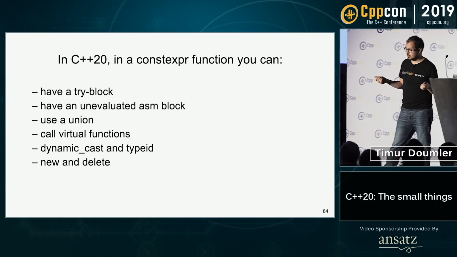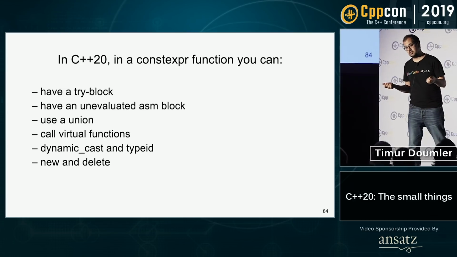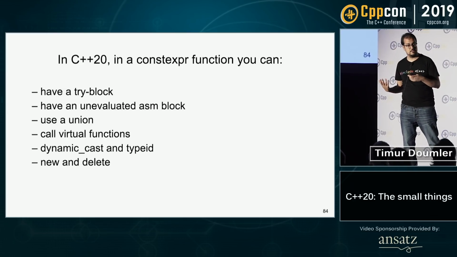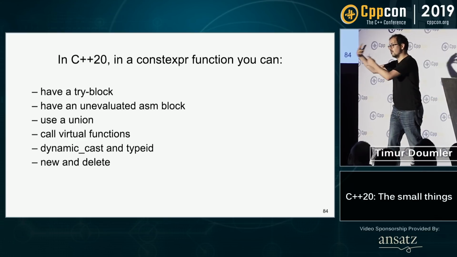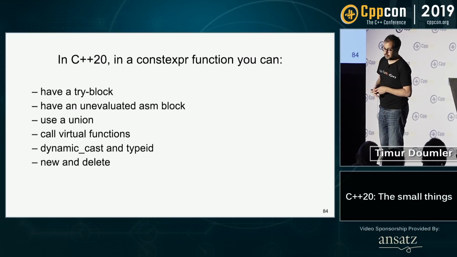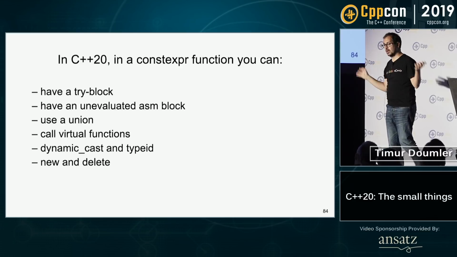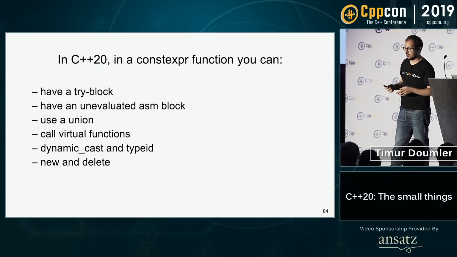You can use a union in a constexpr. You can call virtual functions, right? So you can have virtual functions and inheritance. And this works in a constexpr context whenever the compiler can actually figure out what the actual type is. And then this will all just kind of collapse away, and the compiler is going to do the right thing.